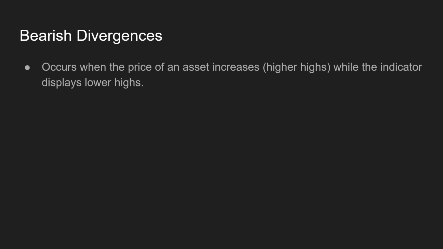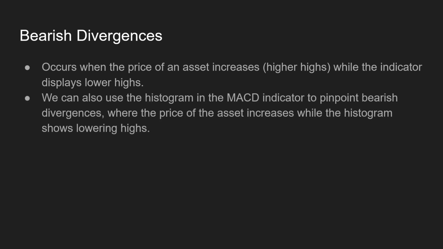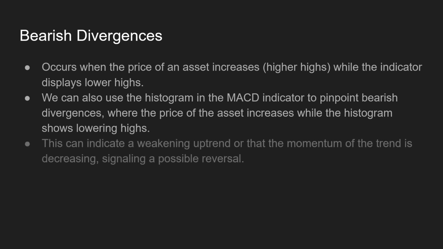More on bearish divergences. This occurs when the price of an asset increases, and we see higher highs, while the indicator displays lower highs. We can also use the histogram in the MACD indicator, not only the MACD line, to pinpoint bearish divergences, where the price of the asset increases while the histogram shows lower highs. This can indicate a weakening uptrend, or that the momentum, the rate of change of the trend, is decreasing, signaling a possible overall reversal.